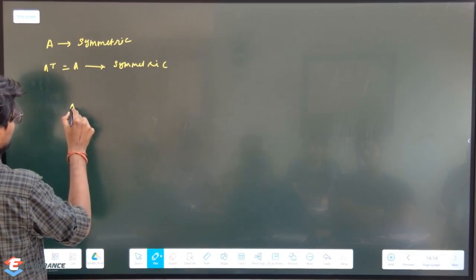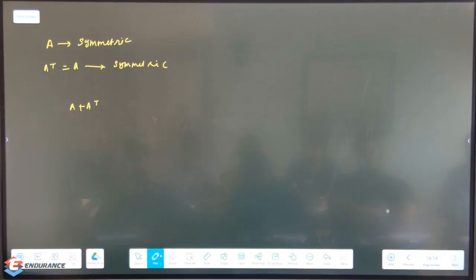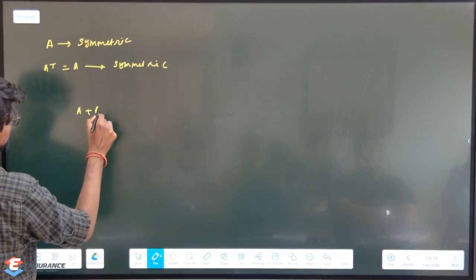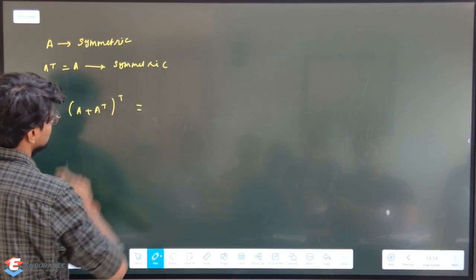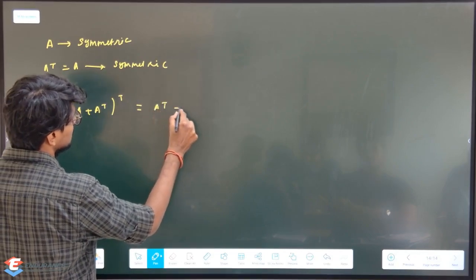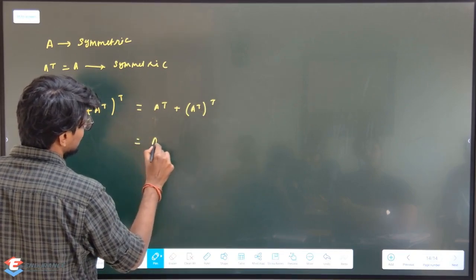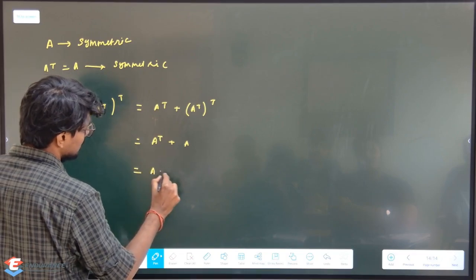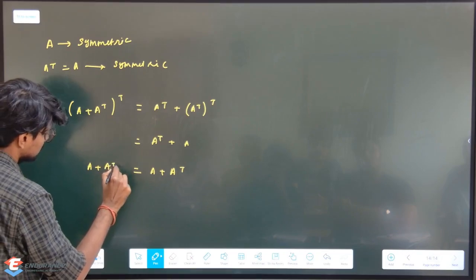If I take a matrix which is nothing but A plus A transpose, and apply the whole transpose for this, what will happen? A plus A transpose, whole transpose, is A transpose plus A transpose transpose. What is A transpose transpose? A. So it is nothing but A plus A transpose. So what can I say about this A plus A transpose?